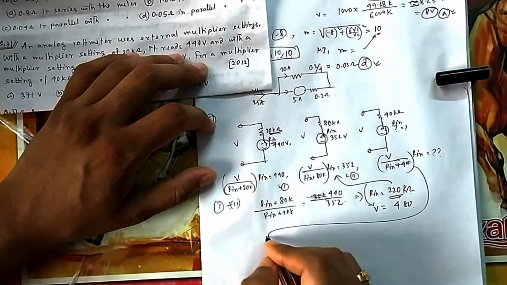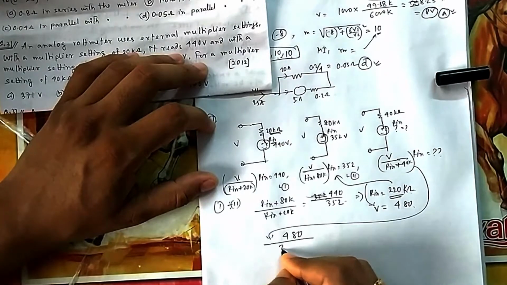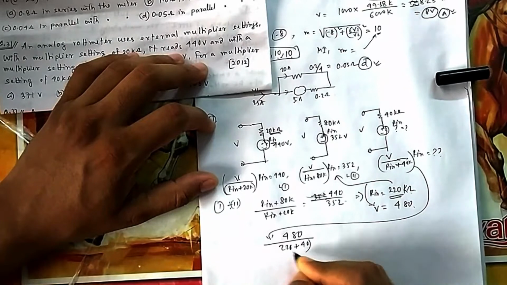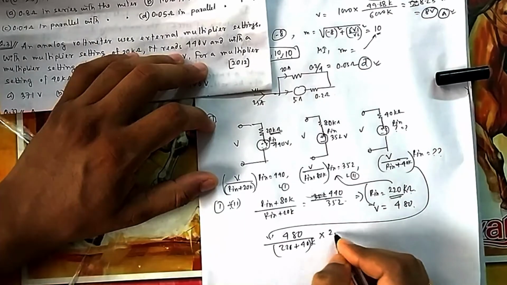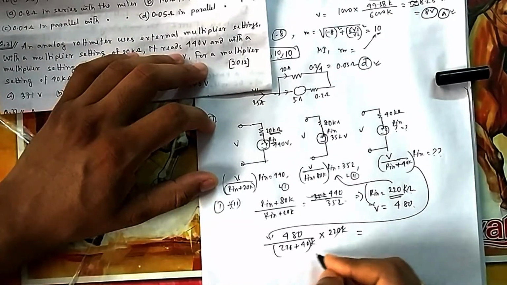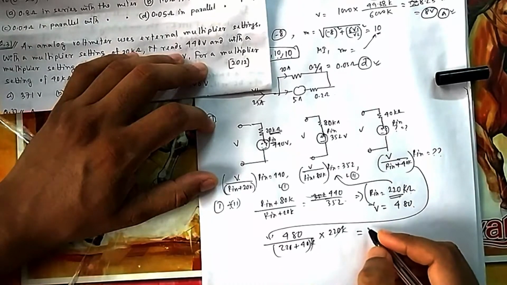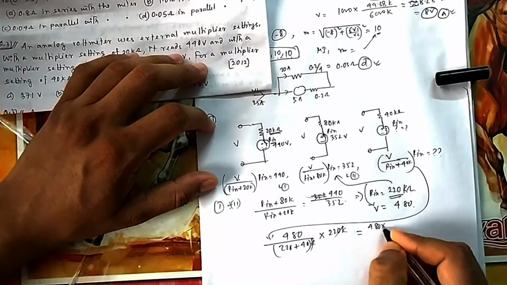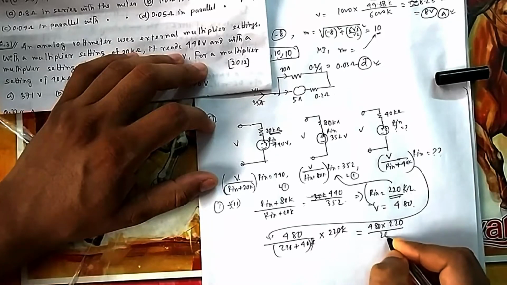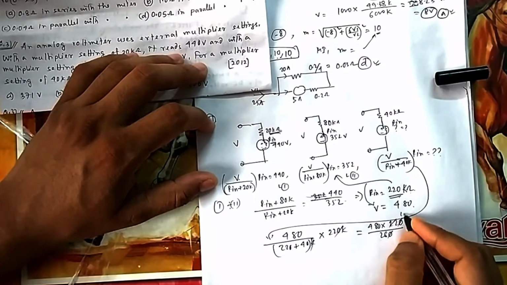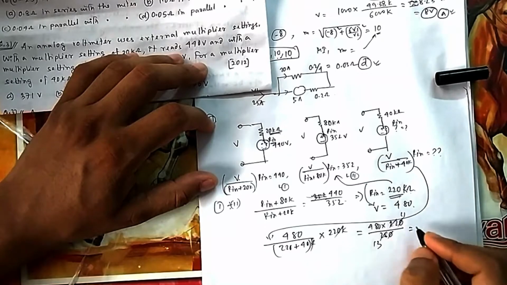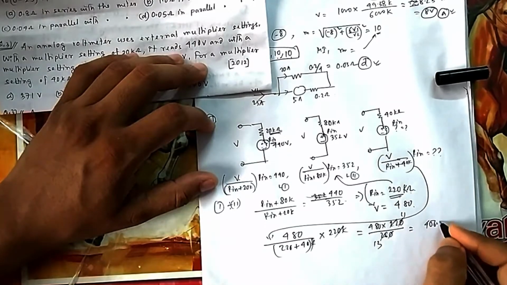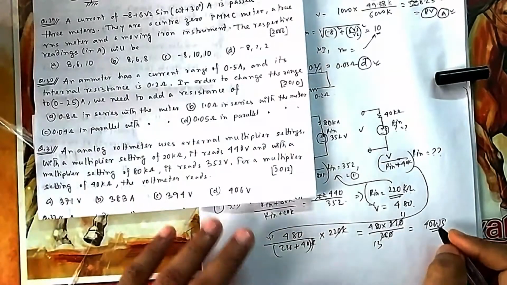So now you apply everything here. 480 divided by (220 kilo plus 40 kilo) into 220 kilo. If you apply it, you will get 480 times 220 divided by 260, which is about 406.15. That is your option D.